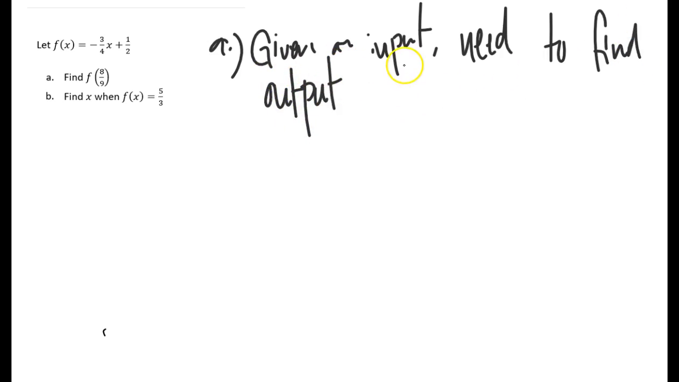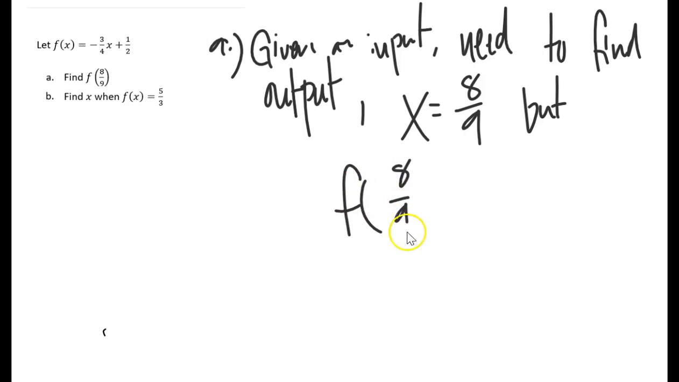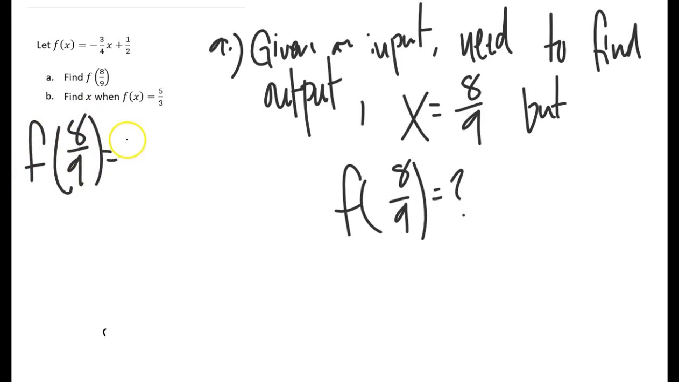Okay, I'll try to clean up my handwriting with some practice as the videos go on, right? So here I'm given an input. I'm given that my value is 8/9, right? x equals 8/9. But f of 8/9 equals what? That's what we're trying to answer. So f of 8/9 means that I have negative 3/4. Remember, a negative is the same thing as the top being negative, right? I'm plugging in 8/9, and I'm going to add to that 1/2.